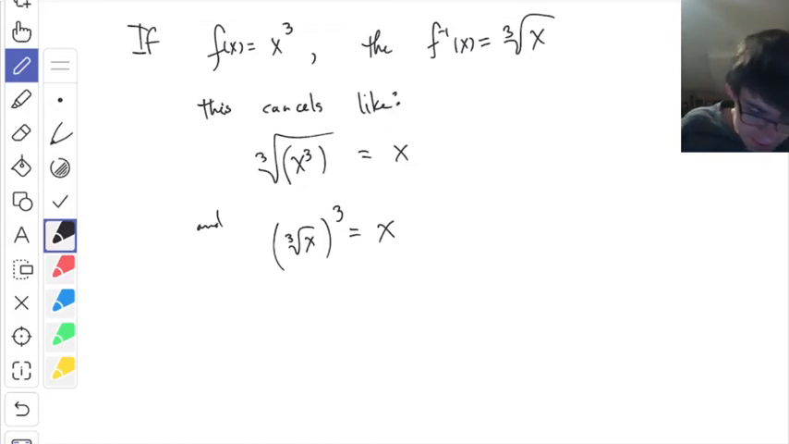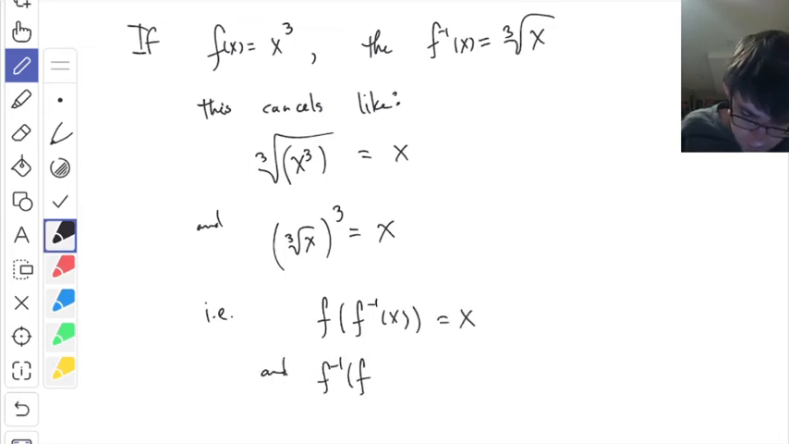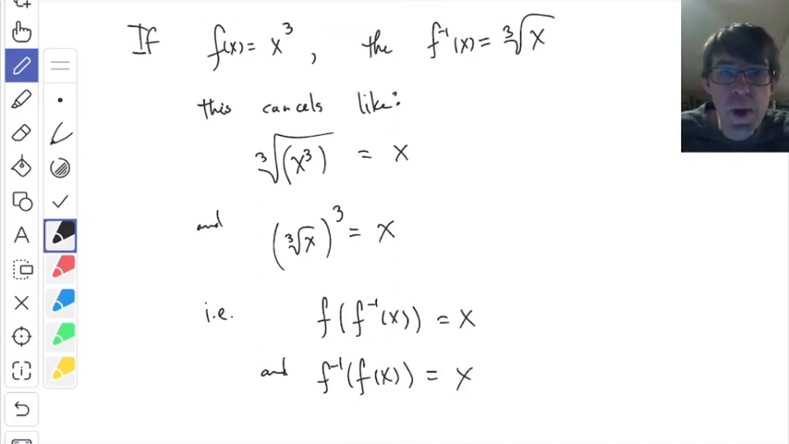Another way to write this is like this. f of f inverse of x is x, and f inverse of f of x is also x. This is what I mean by the f and the f inverse cancelling each other out. If you do the f inverse first and then do f to it, you end up with just x again. Now, the cube and the cube root are inverses. That's the whole point of what the cube root is supposed to mean.